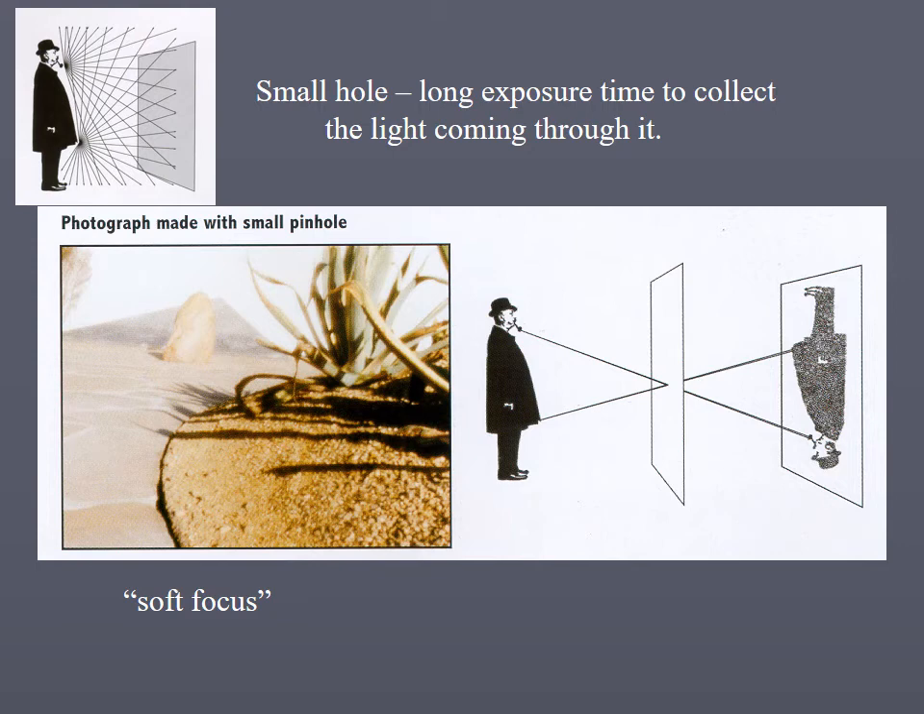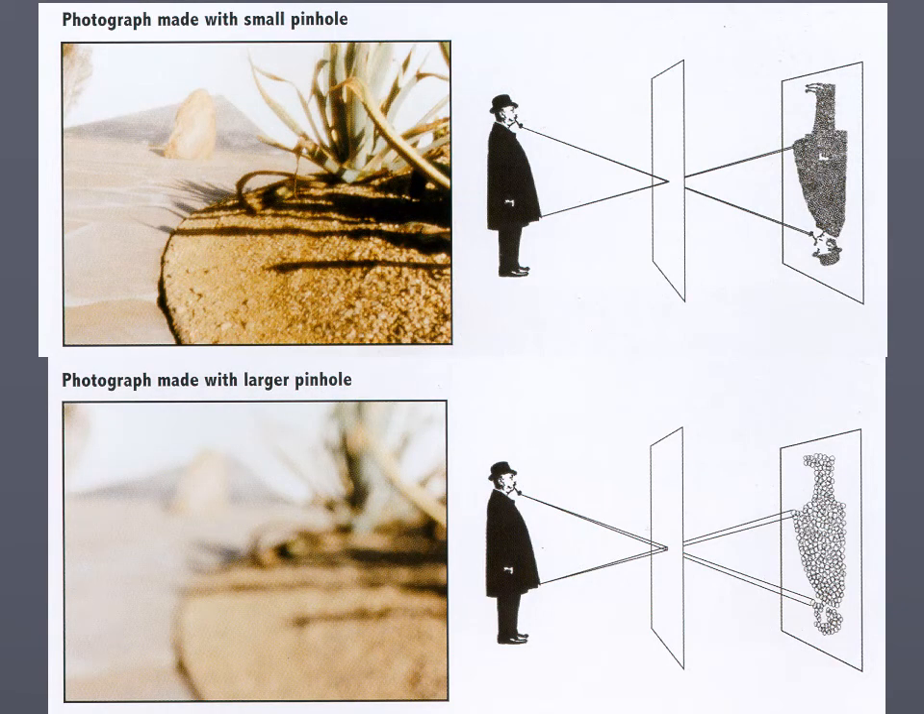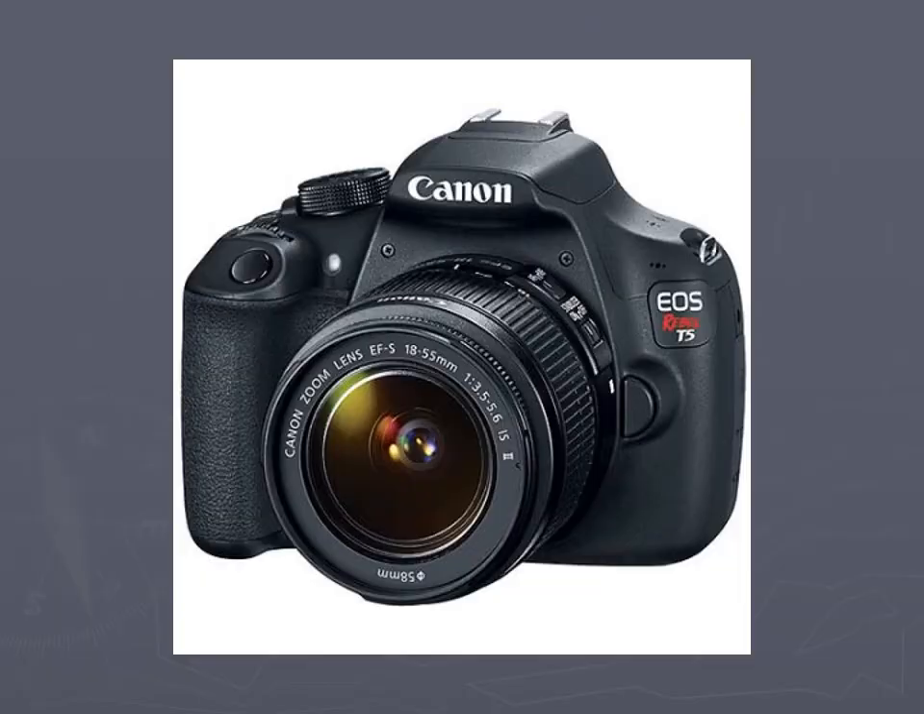It also produces an image that has soft focus. The soft focus is because this pinhole is allowing some scattered light to come through. As you start making the pinhole larger, even more scattered light comes through and the image starts to degrade. But we're not going to use a pinhole camera. We're going to use the DSLR.